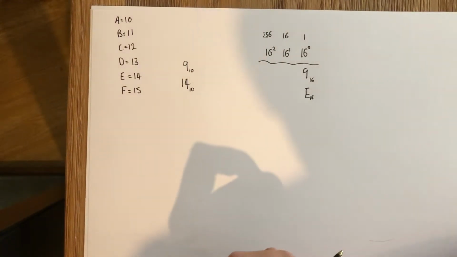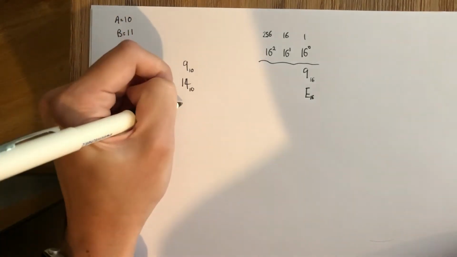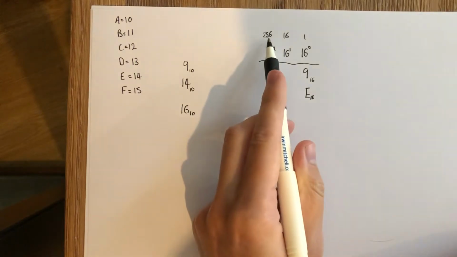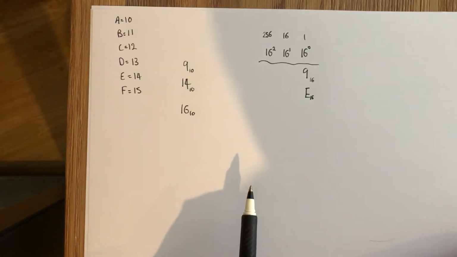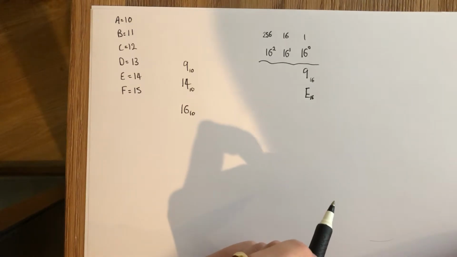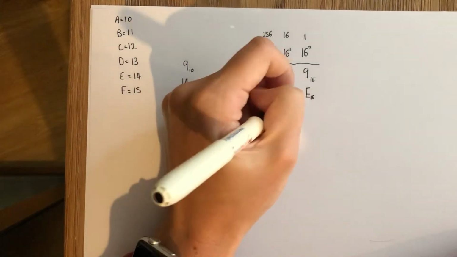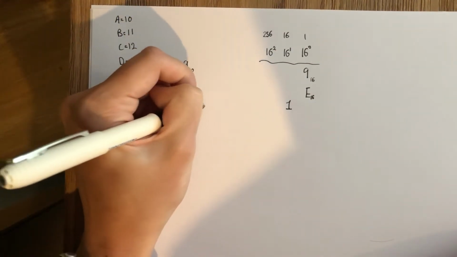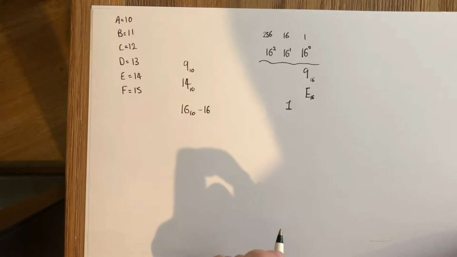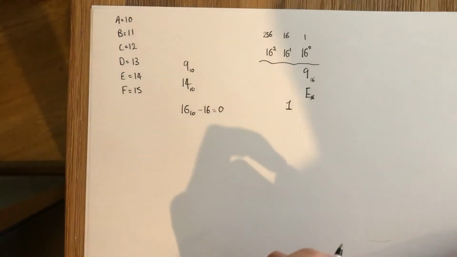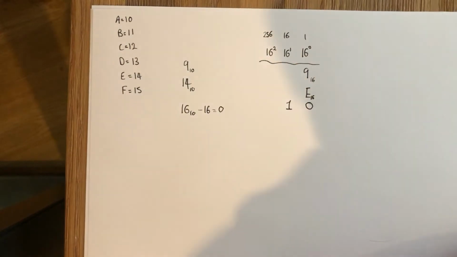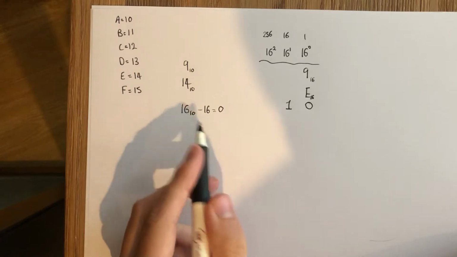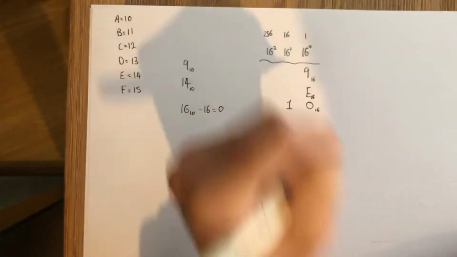What about for numbers 16 or greater? Let's take the number 16. So how many times does 256 fit into 16? Well, no times. How many times does 16 fit into 16? Well, it fits in 1 time. We do 1 times 16, which is 16, and deduct it from our original number, and this gives us 0 remainder, so we can write in 0 in our final place value. So that shows us that 16 is equivalent to 10 in hexadecimal.